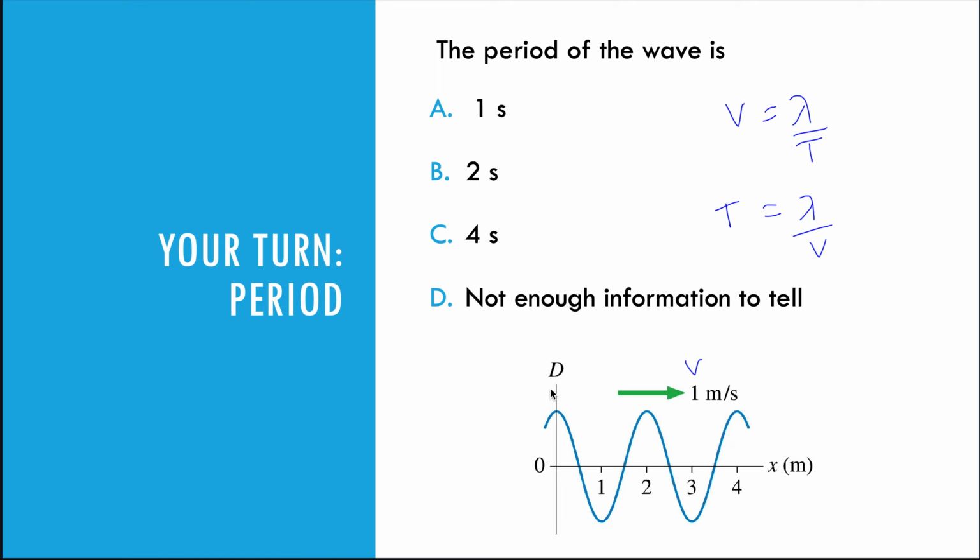Well, let's look at what this graph is showing. It's showing a distance. This d is the same thing as y here. It's a distance and a distance. So we know that the distance between successive crests is our wavelength. So our wavelength is 2 meters according to this picture. So it's going to be 2 over 1. Our period is going to be 2 seconds. We're going to keep describing waves in the next video.